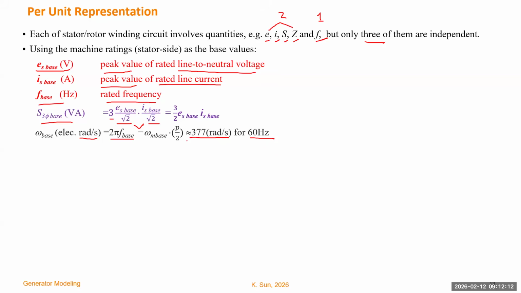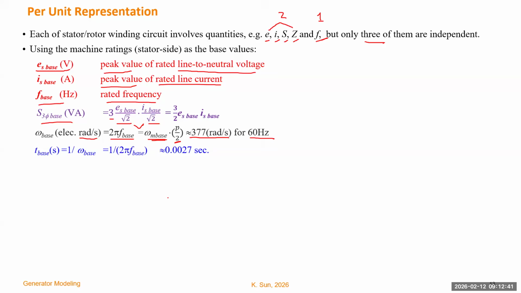But if a generator has more poles, you allow the rotor to revolve at slower speed, while the frequency it generates can still be at 60 Hertz. So for instance, if you only have 2 poles, the rotor speed will be the same as the electric speed, which is 377. But if I have 4 poles, the speed can be just half.